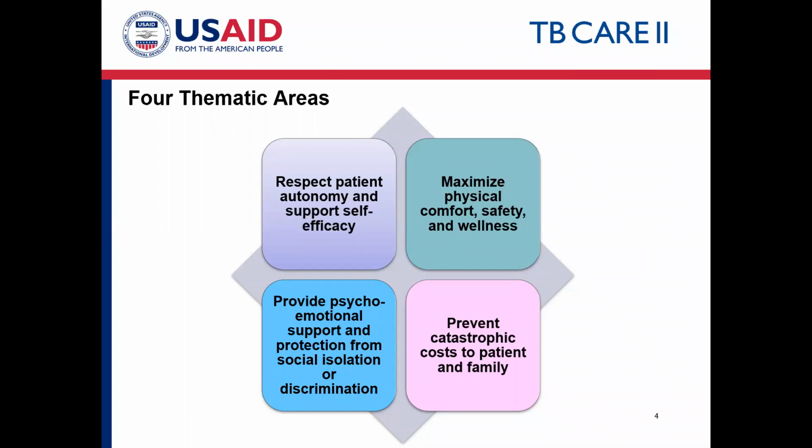That includes all of those elements that would be supportive in the community, thinking about how people interact at workplaces, in communities with their families, and connecting them with peers to help provide support. And then the final area is preventing catastrophic cost to patients and families, and that's about both direct and indirect financial assistance.